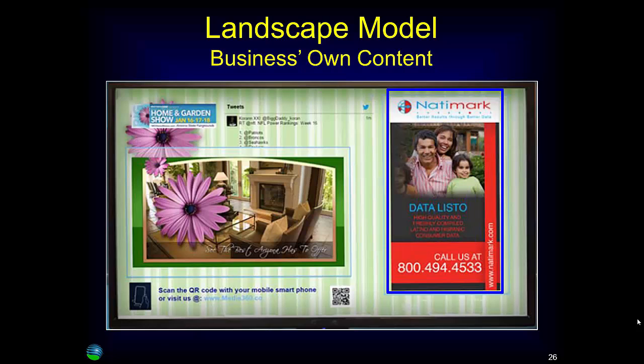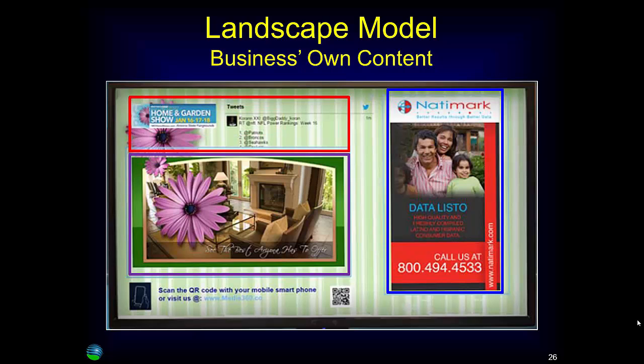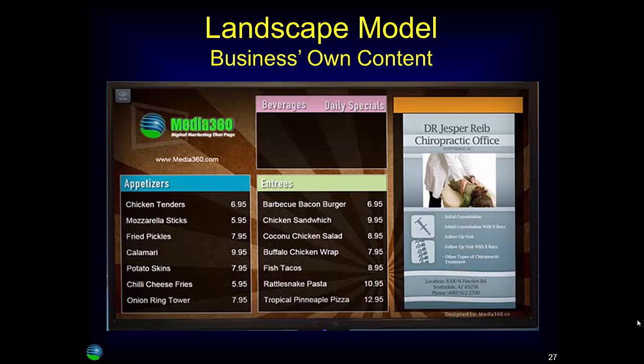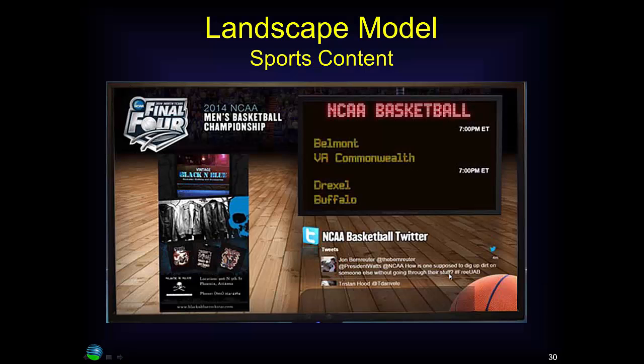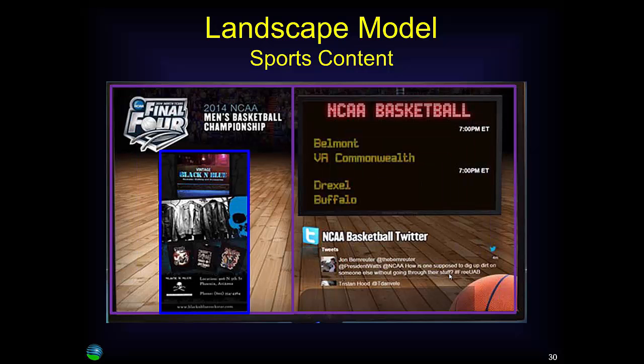So as an example, it's not untypical for us to have the equivalent of our portrait single over on the right-hand side. Then we would have the content in the purple area, and then have some other form of advertisement or other content in the red areas. Whatever the business wanted. We could even have their menu showing. Or sports content.